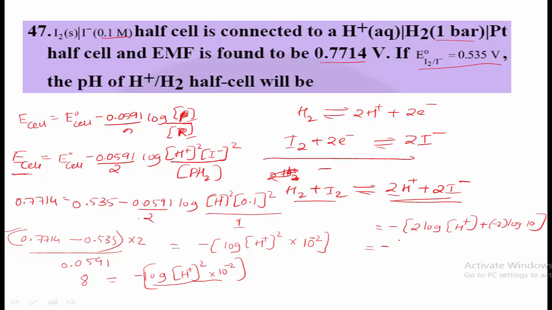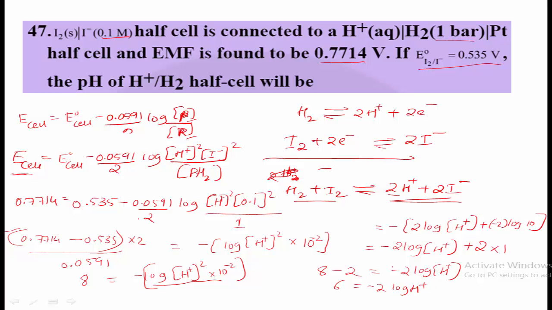Now solve this, what you will get: minus 2 log H plus, plus minus into minus plus, and log 10 is how much? 1. Therefore 2 into 1 is 2. So here 8 is there. Bring this 2 to the left hand side, you will get minus 2. So now 8 minus 2 is 6, equal to minus 2 log H plus.